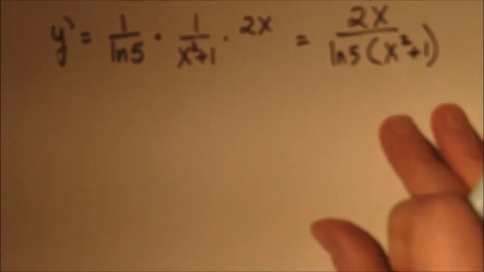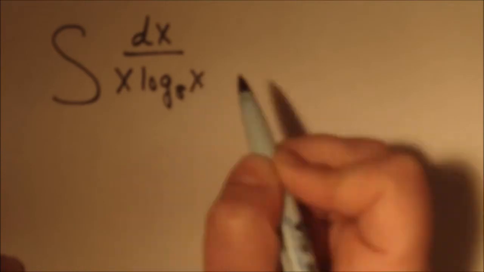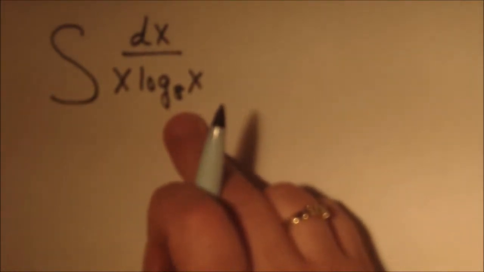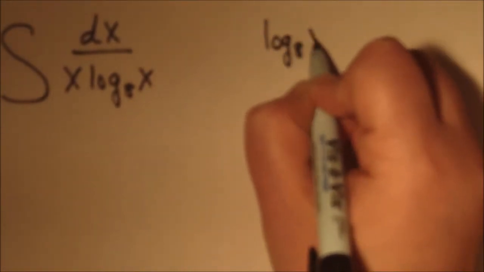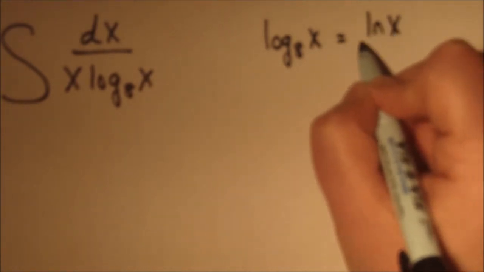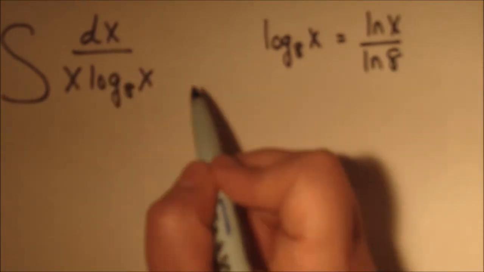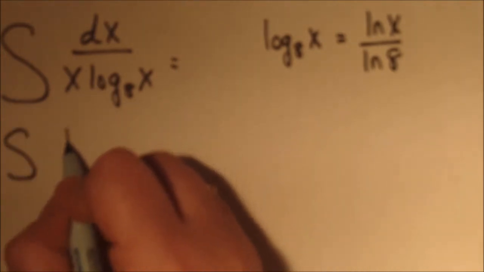Now let's look at an integral. Let's try integrating this function. Again, I have log base 8 of x, and I'm going to feel more comfortable if I have this written as a natural log. So I'm going to write log base a of x as natural log of x over natural log of 8.